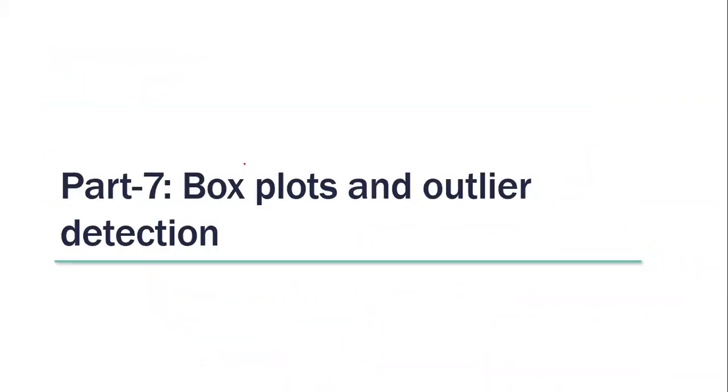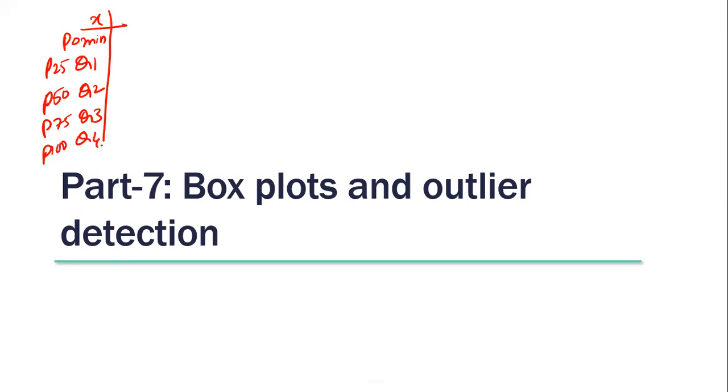Now we can look at the box plots to decide the outliers. I'm going to tell you how to draw the box plots, how box plots can help us to detect the outliers in a given variable. Let me give you an example of a variable X and its quartiles. Let me start with percentile 0, which is the minimum value. Percentile 25, which is quartile 1. Percentile 50, which is quartile 2 value. Percentile 75, which is quartile 3 value. Percentile 100, which is quartile 4 value.